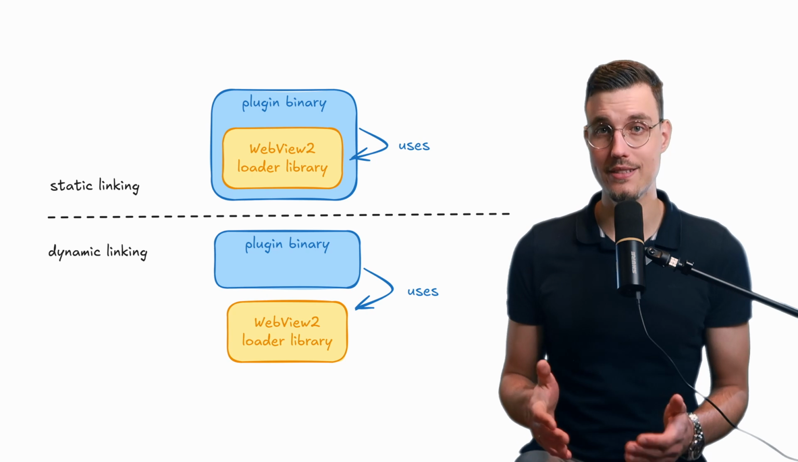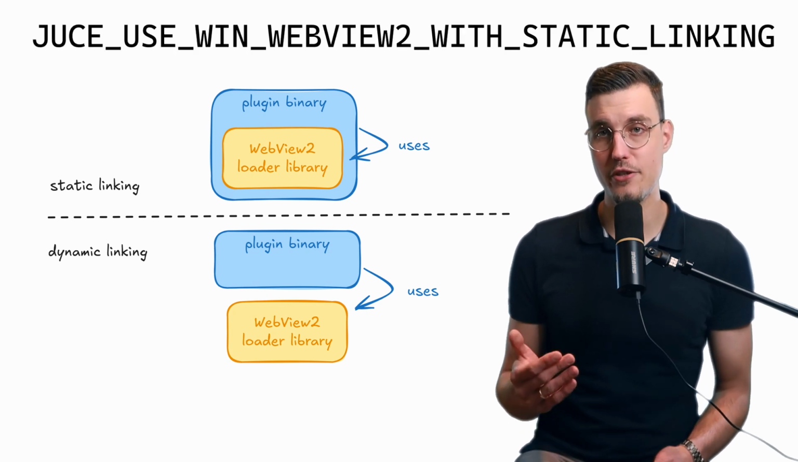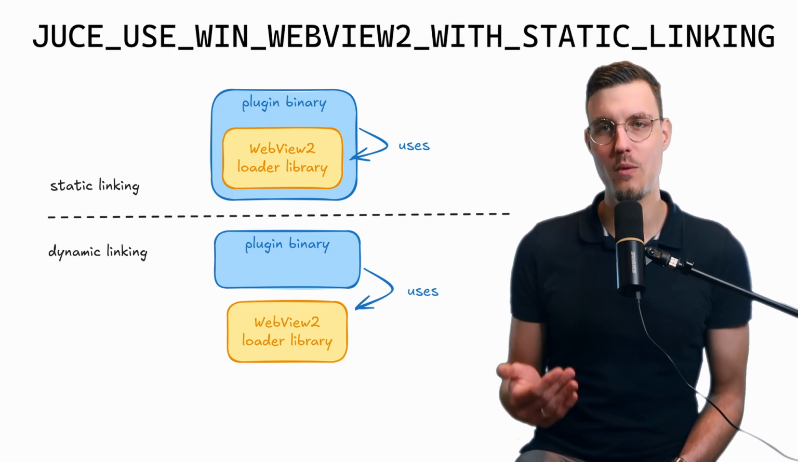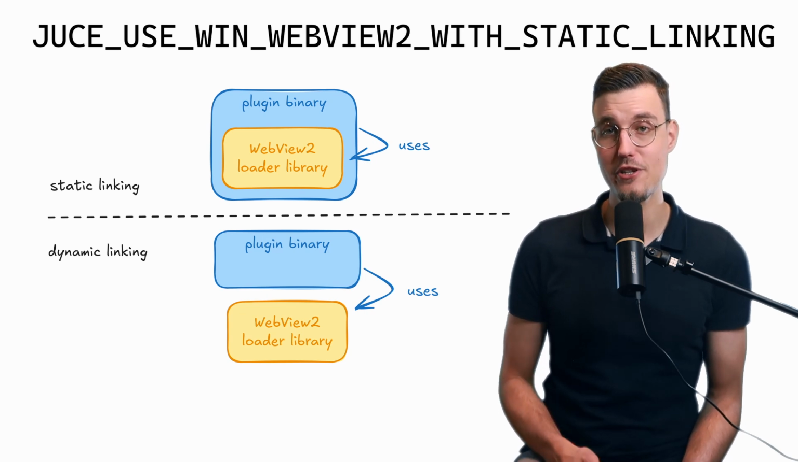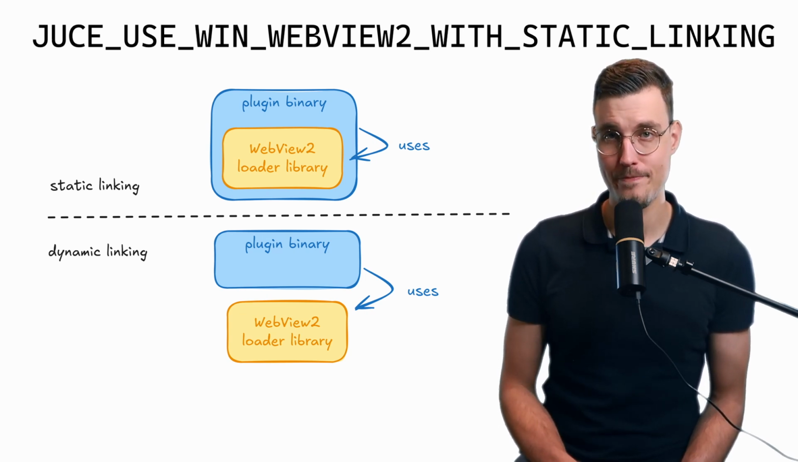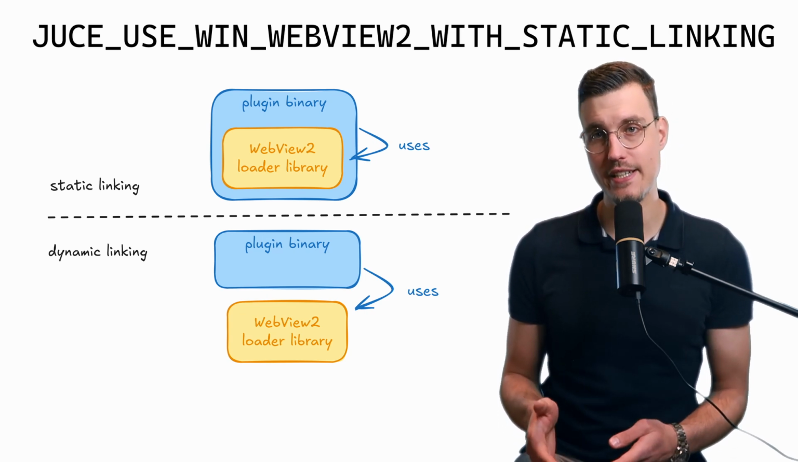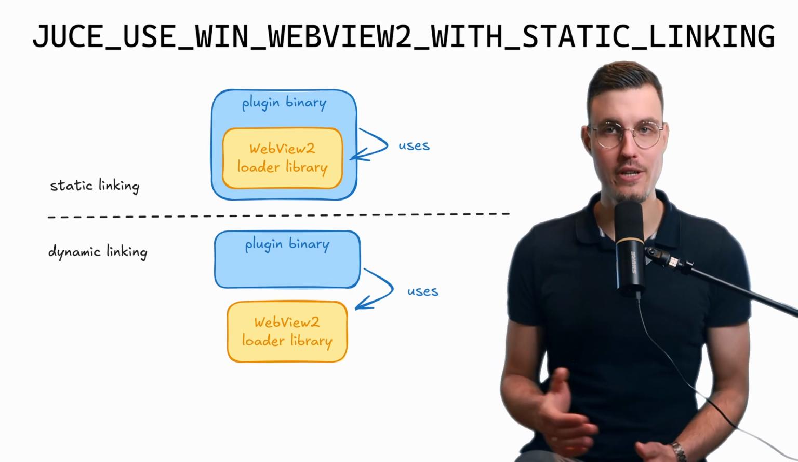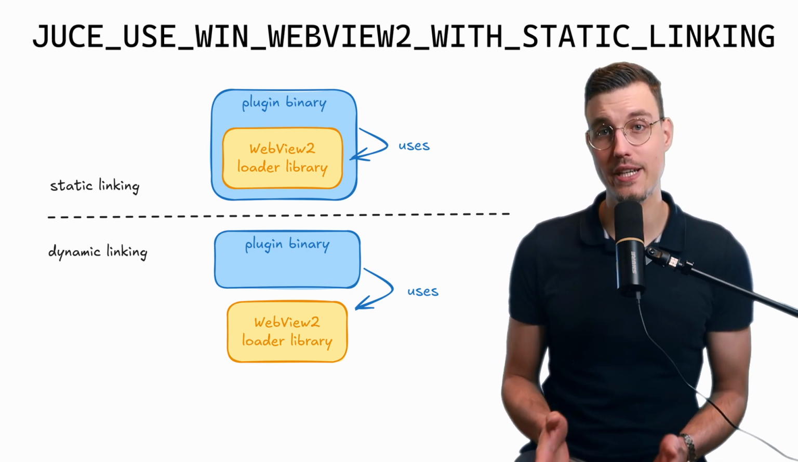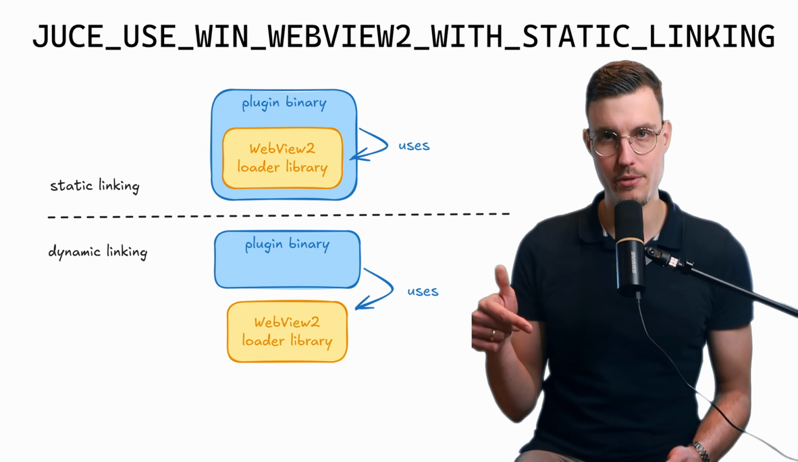If you decide to link statically, you must define the JUCE_USE_WIN_WEBVIEW2_WITH_STATIC_LINKING compile definition for the plugin project. That's the approach we've taken with the tutorial project. You can check it out in the project's repository on GitHub. The link is also in the description.